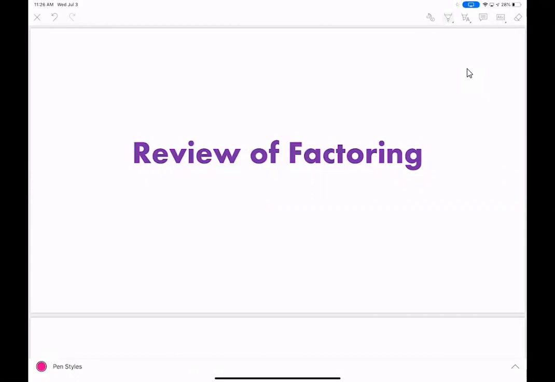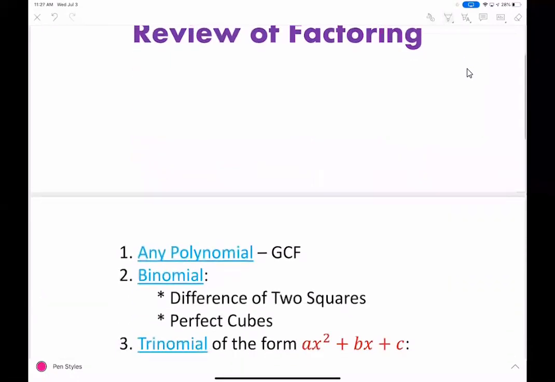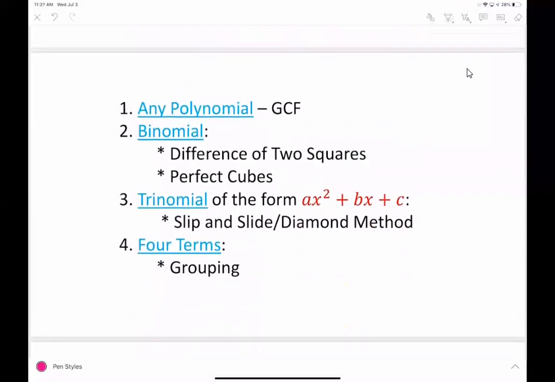In this mini lesson, I'm just going to do a review of factoring and how you decide what method of factoring to use. So a quick review: the method of factoring is about the number of terms that you have. For any polynomial, what I always want to do is check for my GCF first, whether it has one or not. That is the very first thing you want to check for when you have to factor.